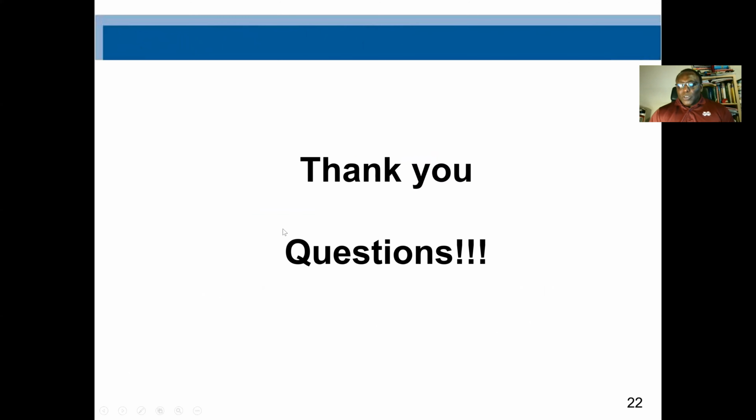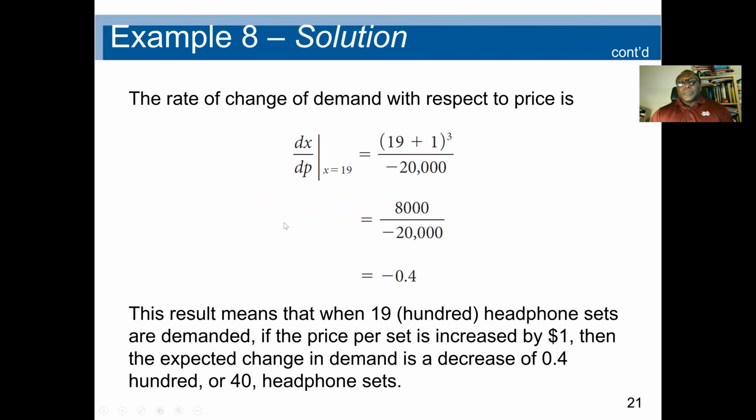So that will be the conclusion of, again, our lectures for implicit differentiation. So what this negative 0.4 means is that when 1,900 headphone sets are demanded, if the price per set is increased by $1, then the expected change in demand is a decrease of 40 cents or so. It's negative, so it's decreasing.